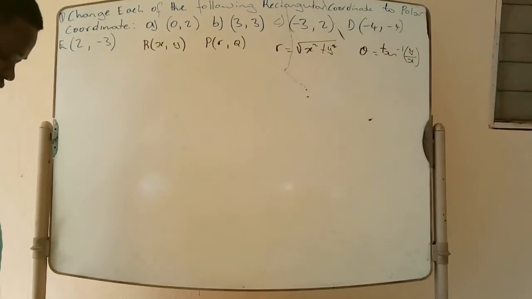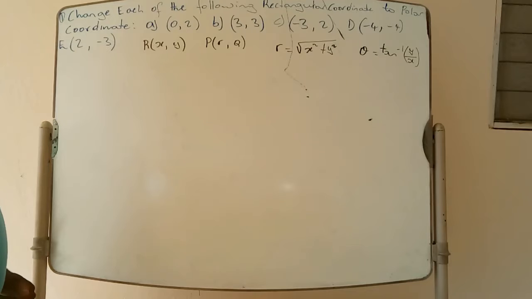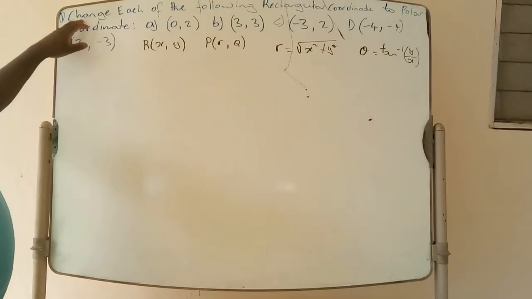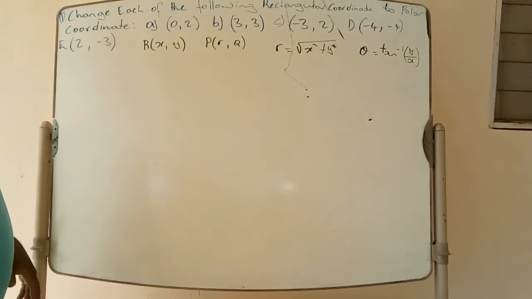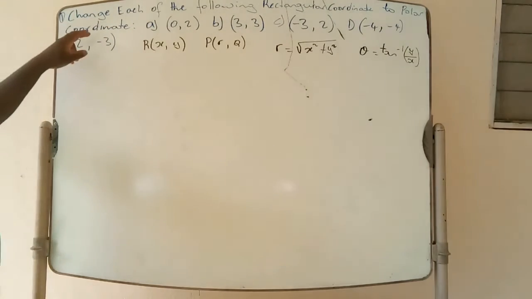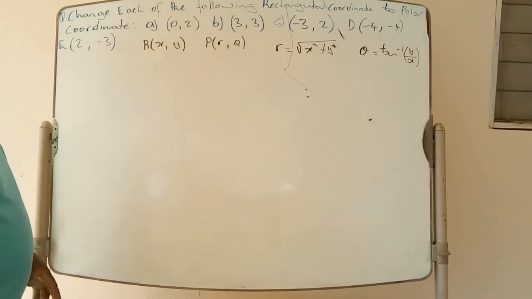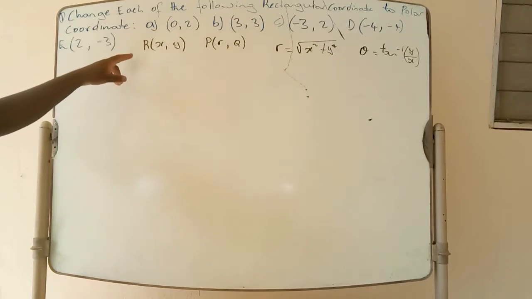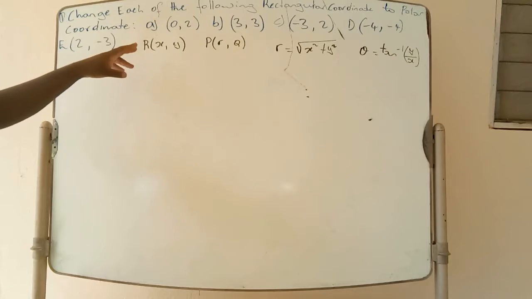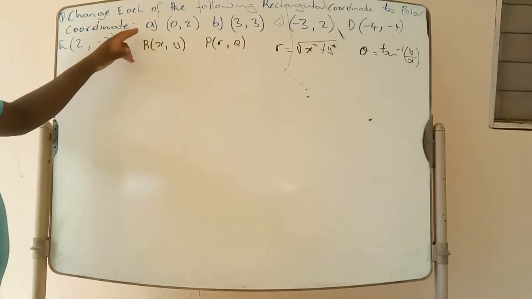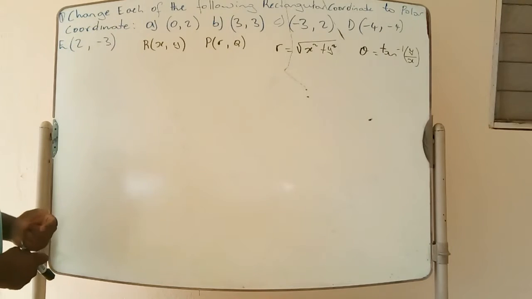Hello everyone. In this video, we are going to look at how to convert rectangular coordinates to polar coordinates. So, question number 1: change each of the following rectangular coordinates to polar coordinates. Part A: (0, 2).